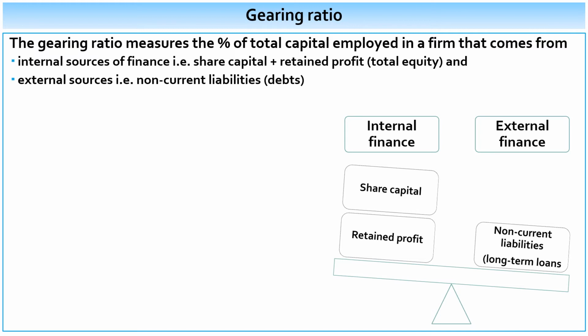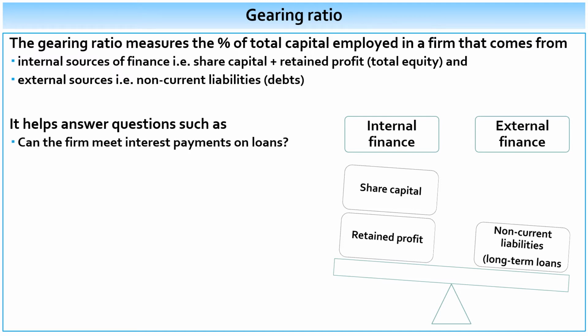So we're looking at the balance here of all the money that's been used to operate the business, the capital employed, how much of it is coming from internal finance, how much of it is coming from external finance. And this percentage will help us answer questions such as, is the business able to meet interest payments on loans? If it's predominantly financed through long-term loans and external finance, then this is going to be more difficult for the business in the future.